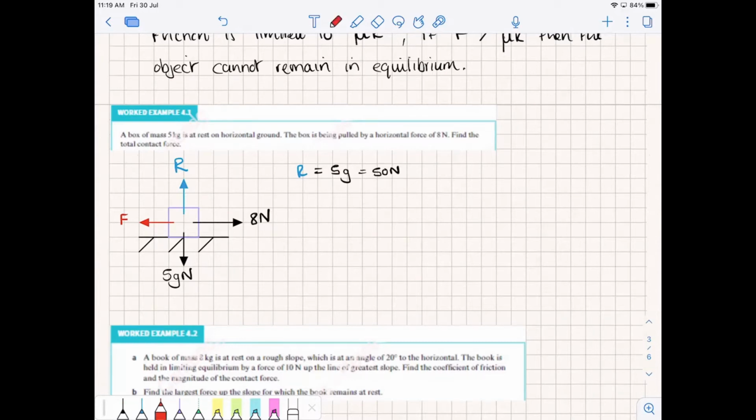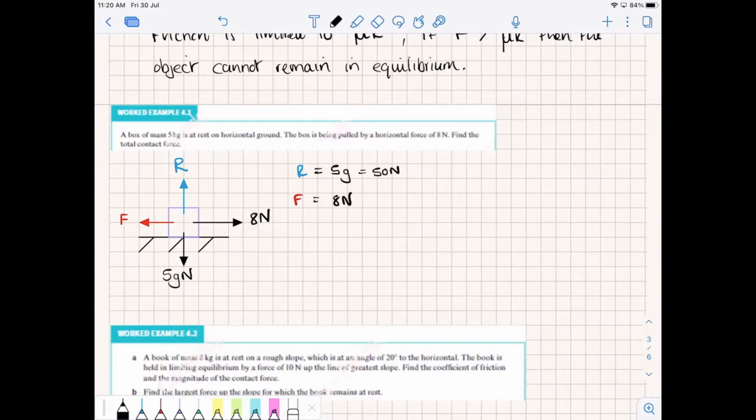Okay, let's consider the friction force of this object. Again, this object is at rest, which means that my horizontal forces must also be in equilibrium. So the force of friction must be exactly the same as the force being applied on the object, which is 8 newtons. So there we have our two forces. We've solved for the normal contact force, and we've solved for the friction force. Now we want to find the total contact force.